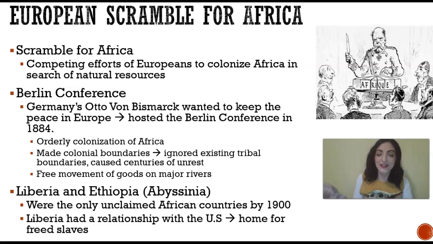So he hosted the Berlin Conference in 1884. He wanted to create an orderly colonization of Africa. The thing was, not a single African was invited to the table. So it was all European powers, and they basically got to decide where the lines went. The problem with that is that this arrangement made colonial boundaries.